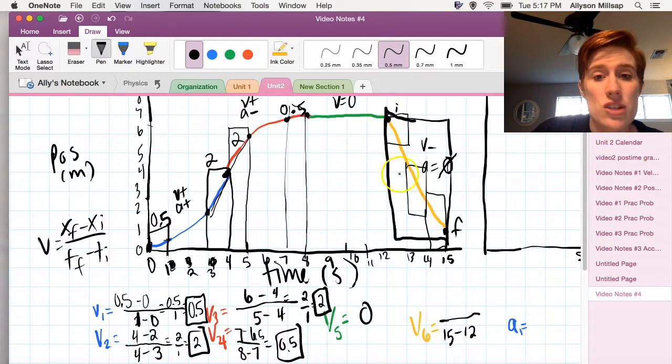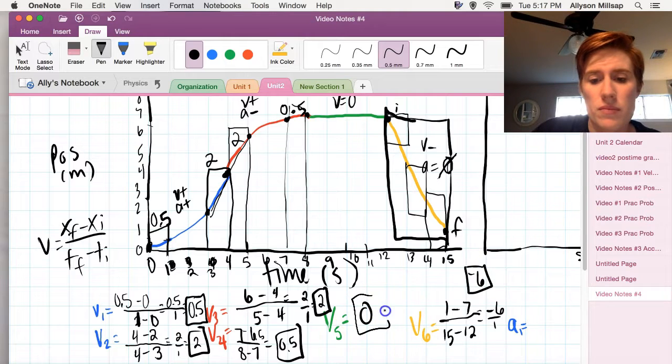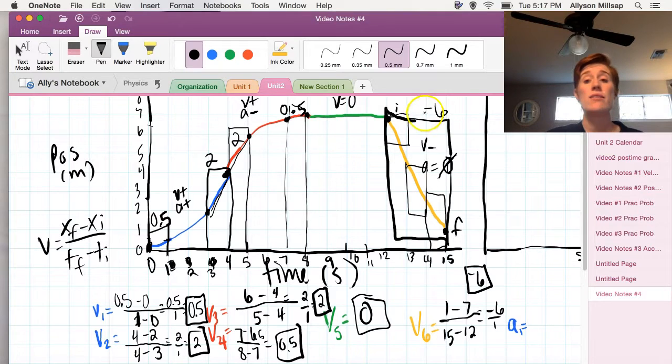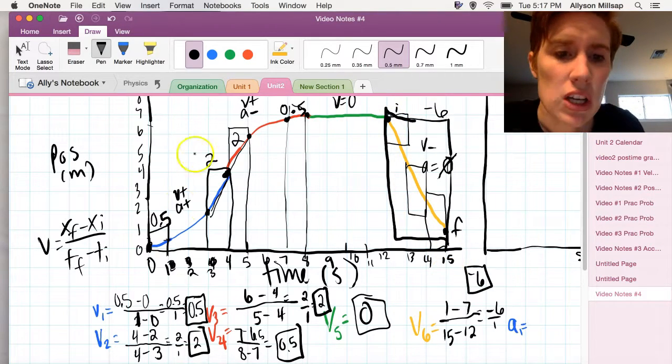My initial position is right at 7. My final position, it actually doesn't go down to 0, it goes down to 1 right here. So I have negative 6 divided by 1, which is negative 6. So this speed is negative 6 meters per second, and negative makes sense because I see that I'm going downward on my graph. All right, we're going to use these values.